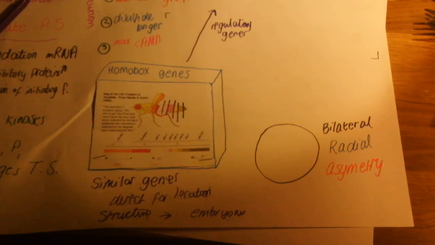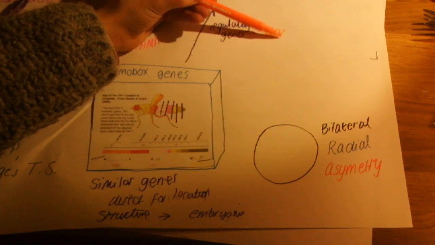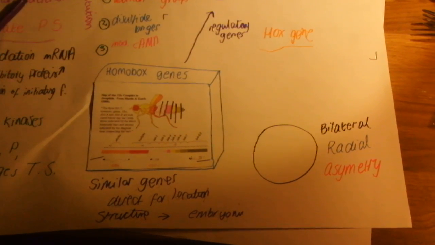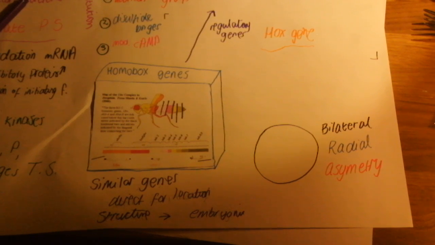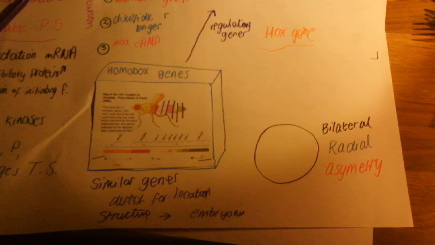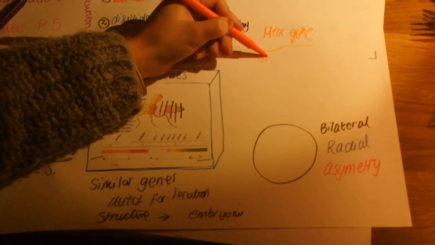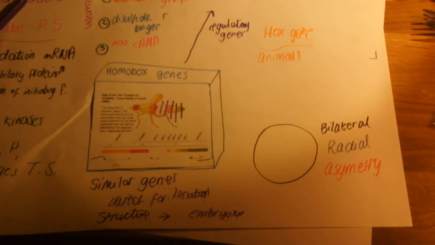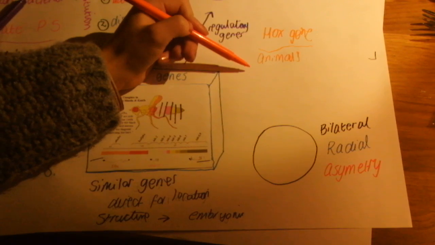So we get to something called a Hox gene now. A Hox gene is slightly different to a Homeobox gene. Hox genes are one group of Homeobox genes that are only present in animals. So while Homeobox genes are present in everything, Hox genes are only present in animals. It is the positioning of the body parts, and these are found in clusters.